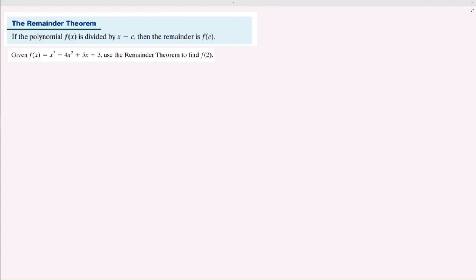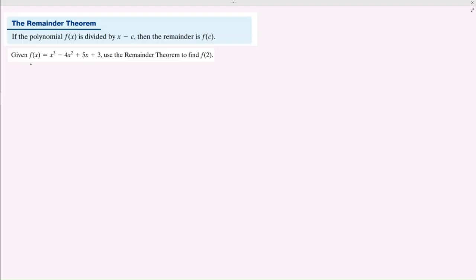Okay, so for today, the first thing we want to discuss is this idea of the remainder theorem. What that says is that if I've got a polynomial and I divide by x minus c, whatever my remainder is, that's f of c. And remember, when we divide by x minus c, we can use the synthetic quick version.